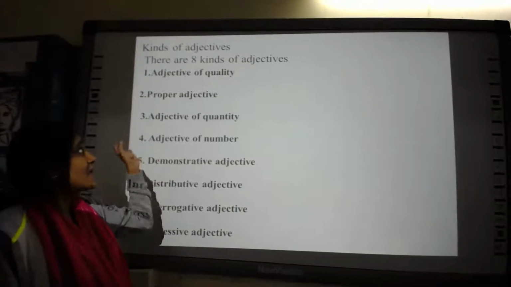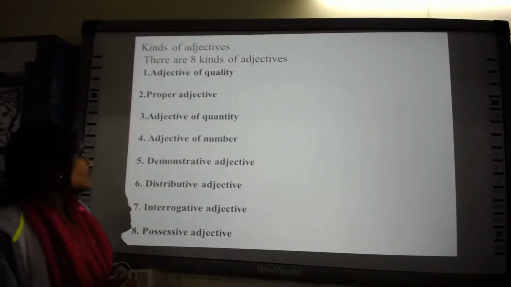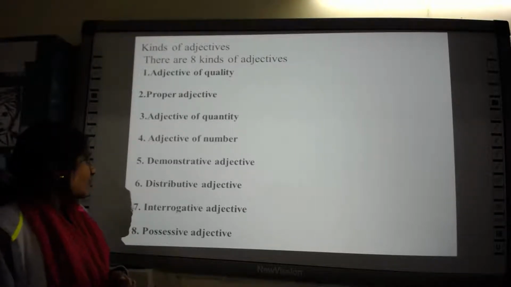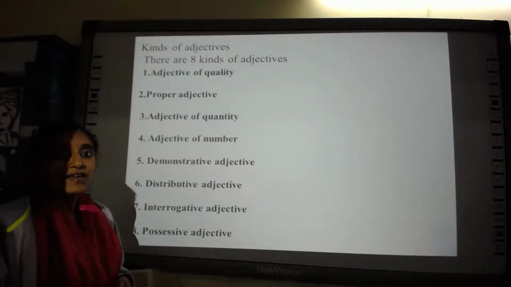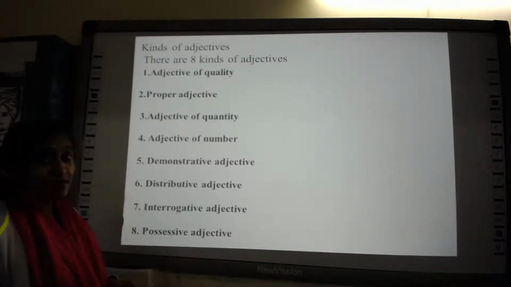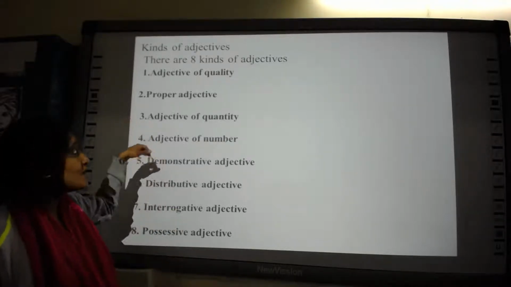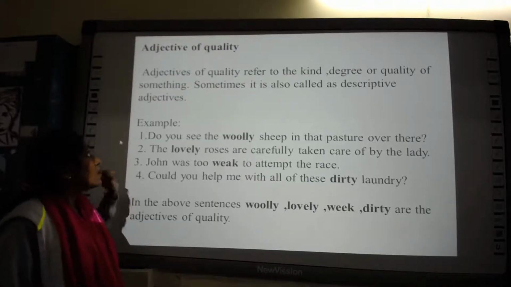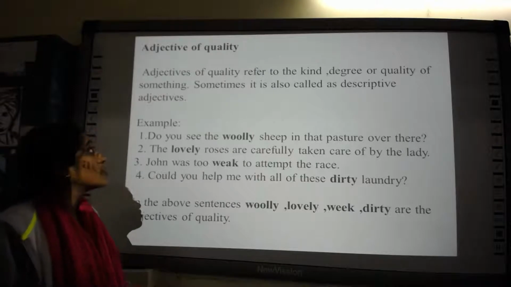So what are the 8 kinds of adjectives? Adjectives of quality, proper adjective, adjective of quantity, adjective of number, demonstrative adjective, distributive adjective, interrogative adjective, as well as possessive adjective. Okay, so let's have a look at the various types of adjectives one by one. First, we'll take the adjective of quality.